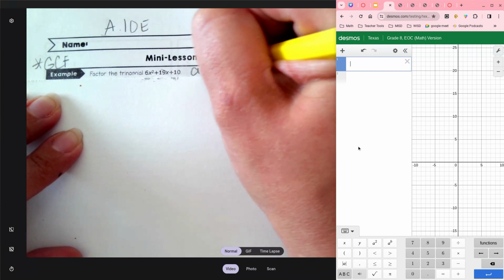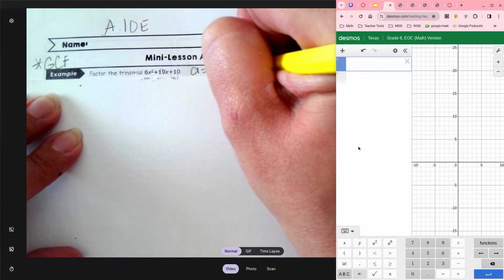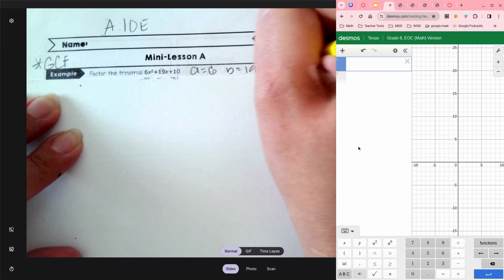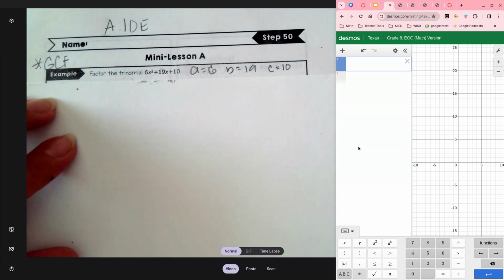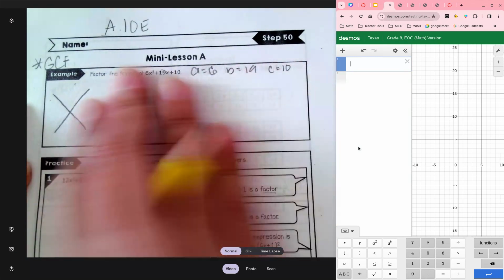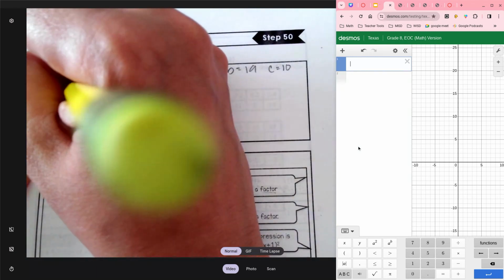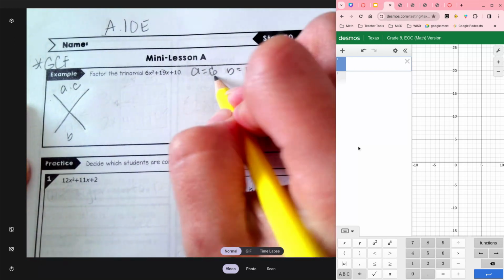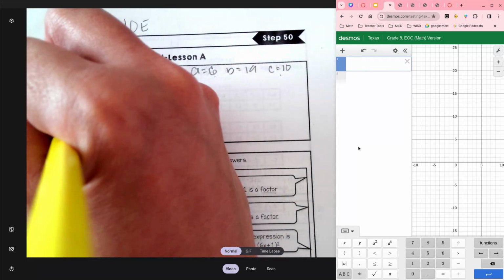I'm going to go ahead and identify my A, B, and C. A is 6, B is 19, and C is 10. From here, remember, we move on to my box. Some of you may be able to see my phantom erase marks, but we're moving on. A times C on top and B on the bottom. A times C is 60, B is 19.